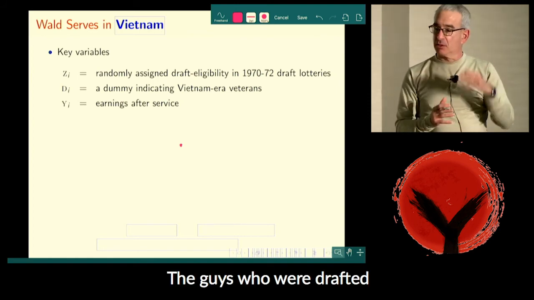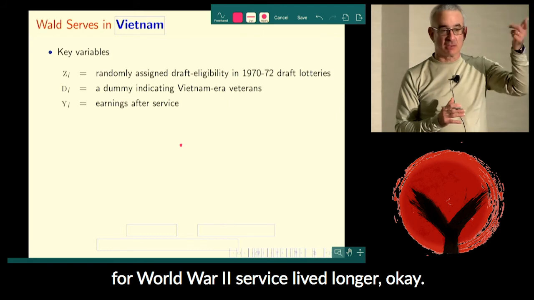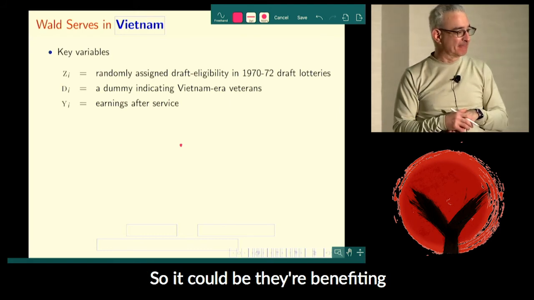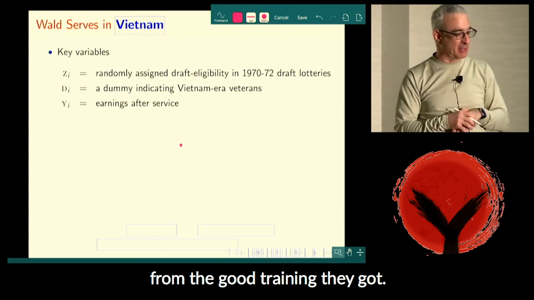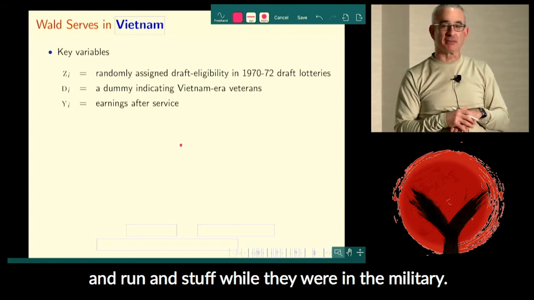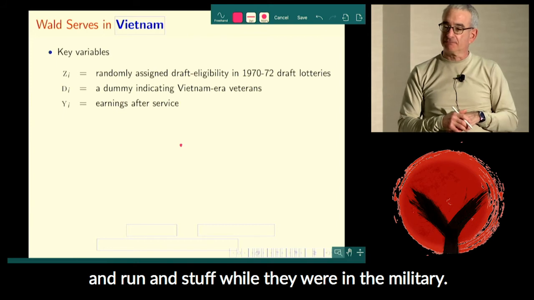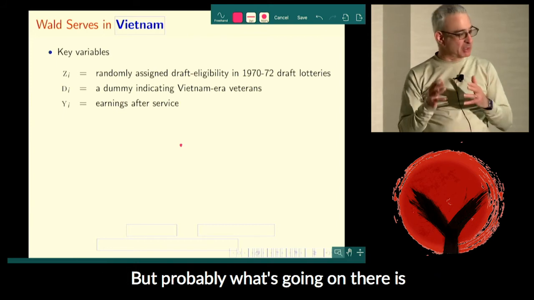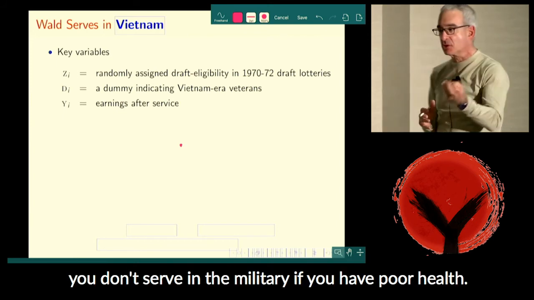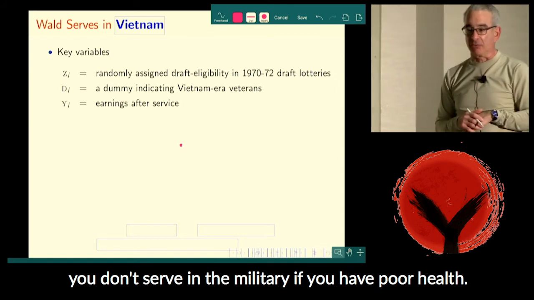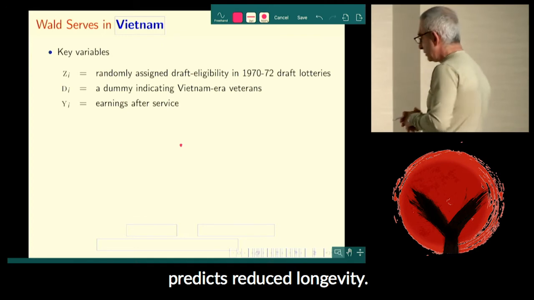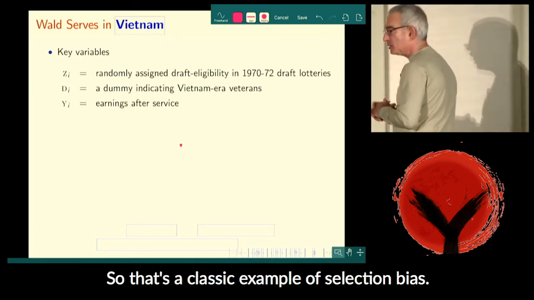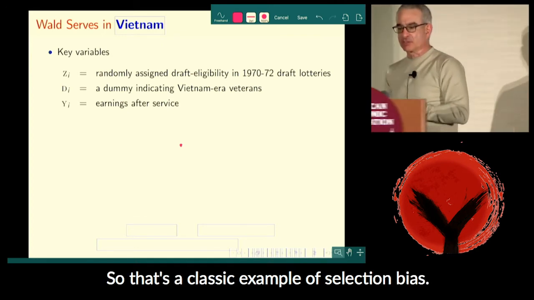The guys who were drafted for World War II service live longer, okay. So it could be they're benefiting from the good training they got. They learned to get up early in the morning and run and stuff while they were in the military. But probably what's going on there is you don't serve in the military if you have poor health. And then poor health as a young person predicts reduced longevity. So that's a classic example of selection bias.